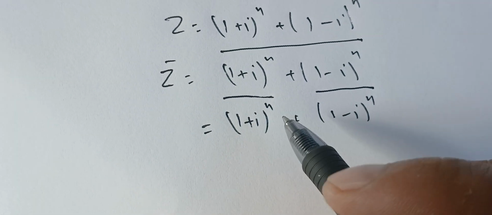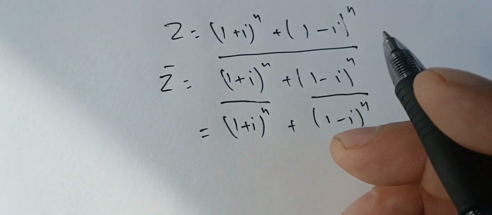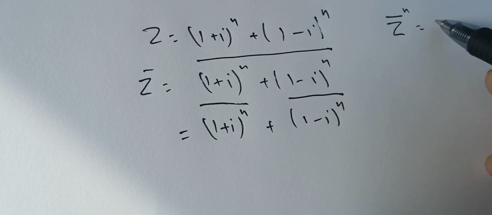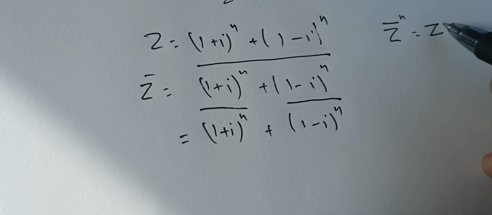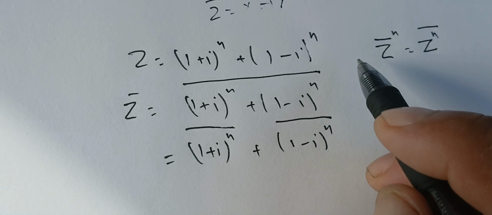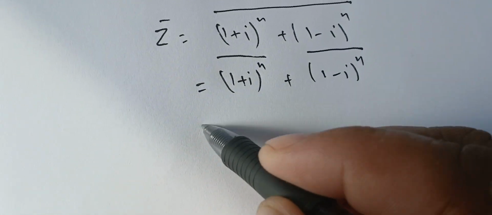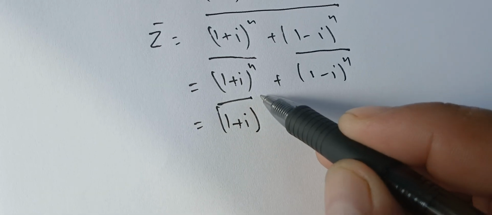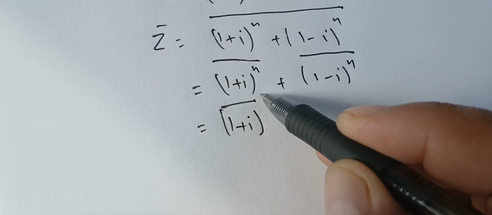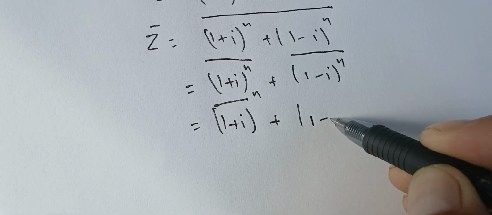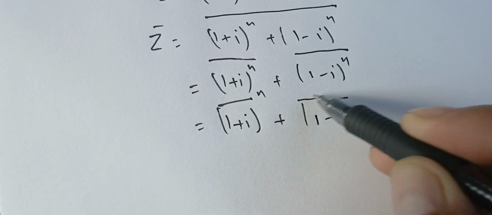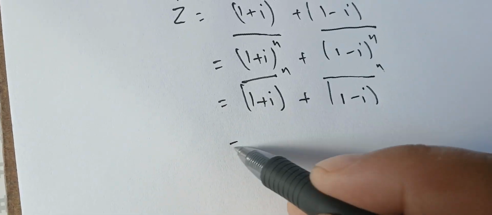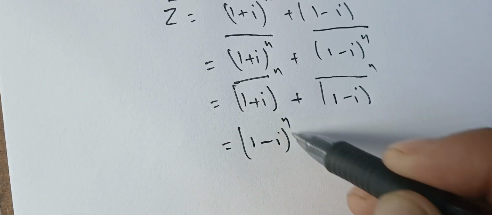Another result that we have is that for any complex number z, the conjugate of z to the power n is the conjugate of z, to the power n. We're going to use that one here. Therefore, we have the conjugate of (1 + i), to the power n, plus the conjugate of (1 - i), to the power n. Now, what do we know about the conjugate of 1 + i? It's 1 - i.